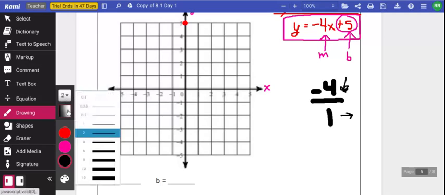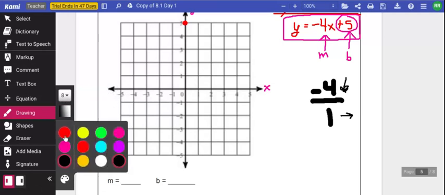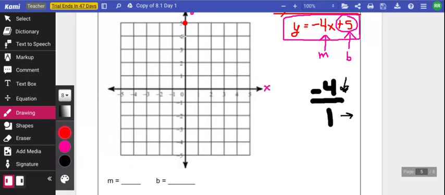So let me change my stroke thickness to 8 again. I went down 1, 2, 3, 4 to the right 1. Okay, I could do that again from this dot. I would go down 4, 1, 2, 3, 4, and to the right 1.